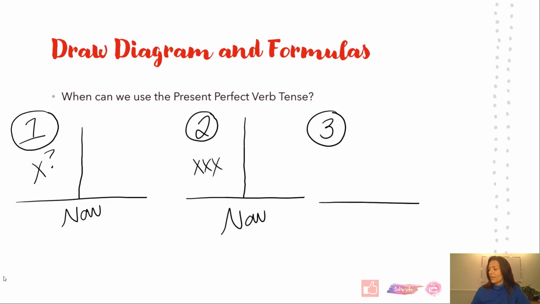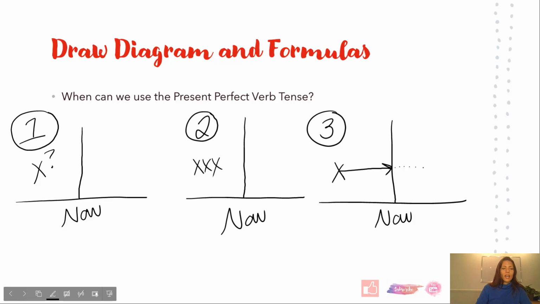Or thirdly, if something started in the past and it continues until now and might continue into the future, I can also use that. So I have waited to go to Japan for a long time, and now I'm finally going. So this is a great way to draw things out for your students: sketches, diagrams, formulas, and so on.